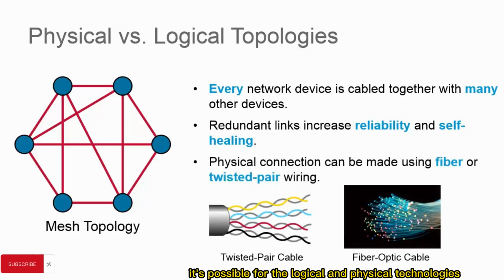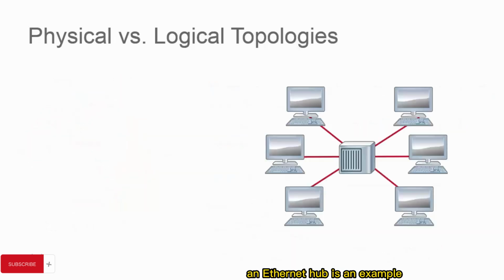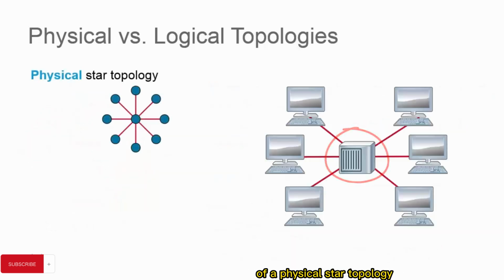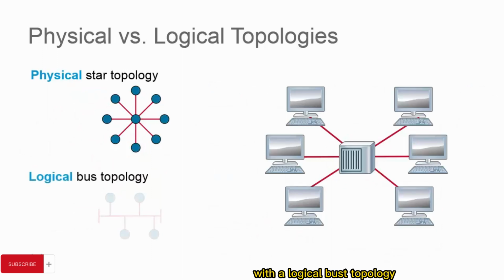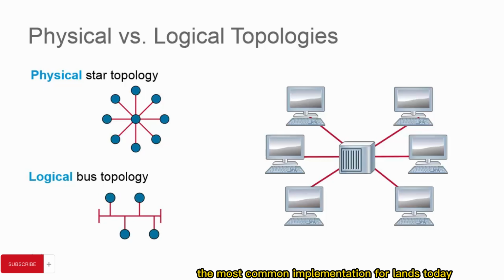It's possible for the logical and physical topologies of a network to be the same type. It's possible, but not that often. For example, an Ethernet hub is an example of a physical star topology with a logical bus topology. A physical extended star topology is by far the most common implementation for LANs today. Ethernet uses a logical bus topology in either a physical bus or a physical star topology.